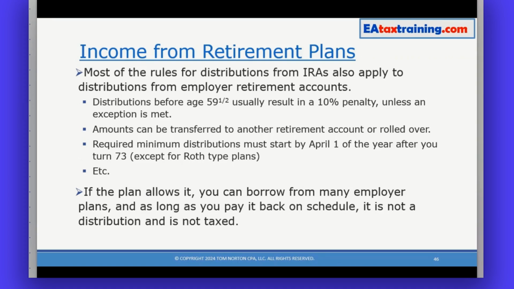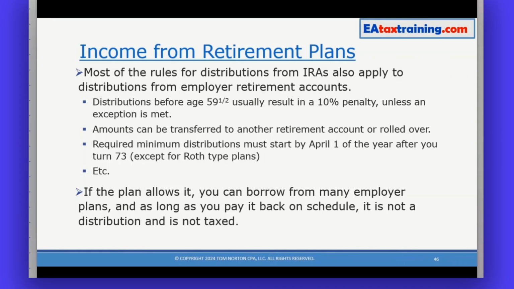Just like with an IRA, they must start by April 1st of the year after you turn 73, except for the Roth type plans. Of course, you do not have those RMDs. So you're going to have a lot of those same rules that you see with IRAs. You can just kind of assume that those apply to employer plans as well.